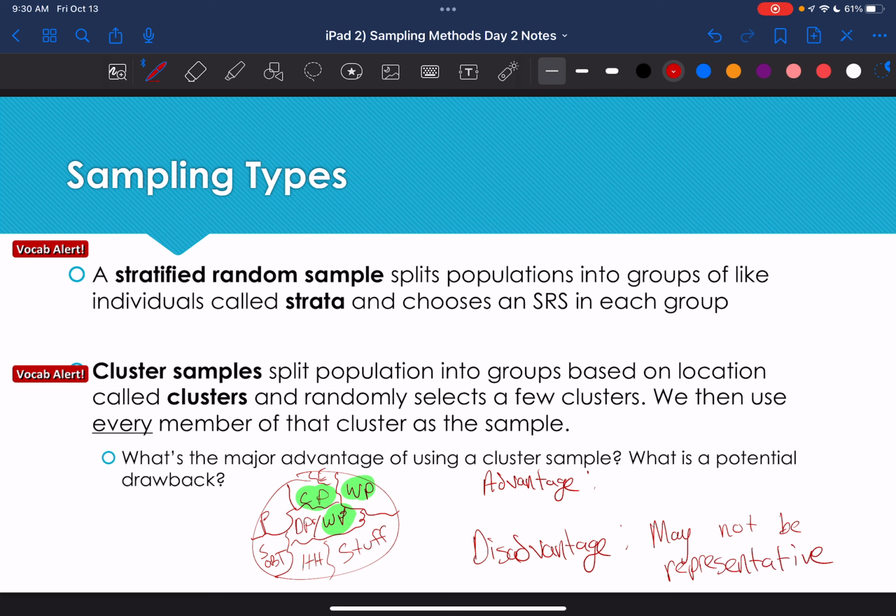The advantage is it's easier. I only have to go to a couple places. I don't have to go everywhere and talk to people in every group. I only have to talk to a couple groups. That's literally it. The advantage is it is just easier to do, but it's not as reliable.